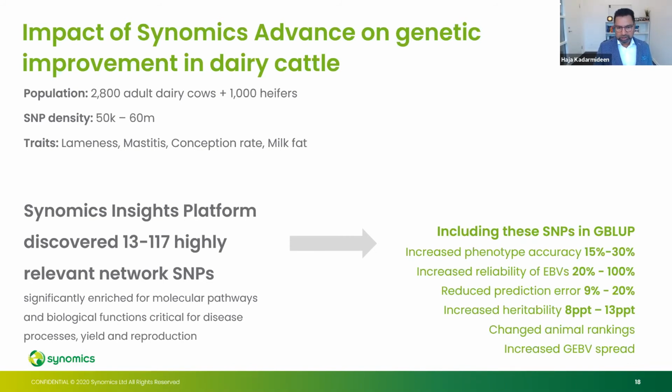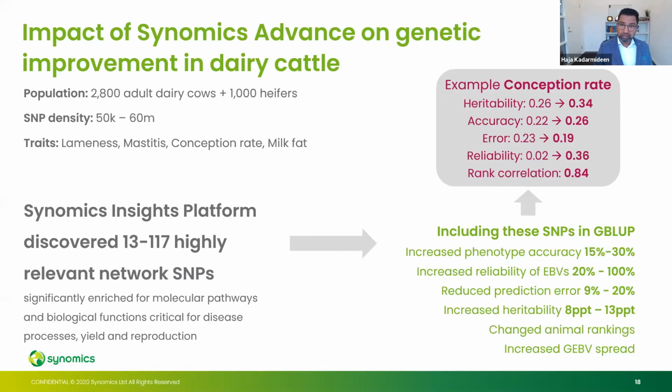And I would say that there are some things of relative difference. So it's not actual numbers. When you look at reliability of EBV, you're not talking about 100% reliability. It is a relative difference between two numbers that went from 20% to 100%, just to be clear. So the conception rate appears as an example.